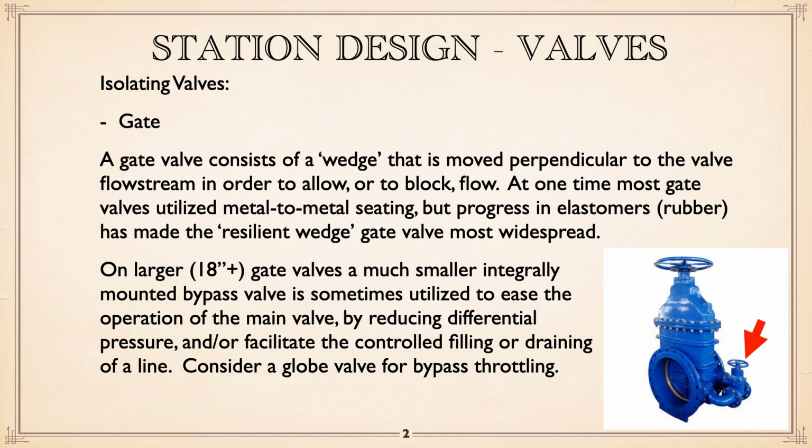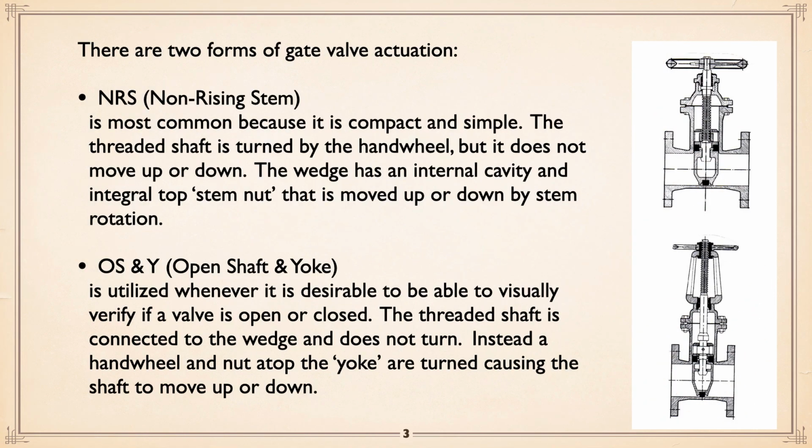On larger valves, 18 and above, an integrally mounted bypass valve is sometimes utilized to ease the operation of the main valve by reducing differential pressure and/or facilitating the controlled filling or draining of a line. If you're going to do that, then I would suggest the use of a globe valve, because globe valves are very good for throttling purposes. By the way, an automatic valve, underneath the mechanism with the disc, is basically a globe valve.